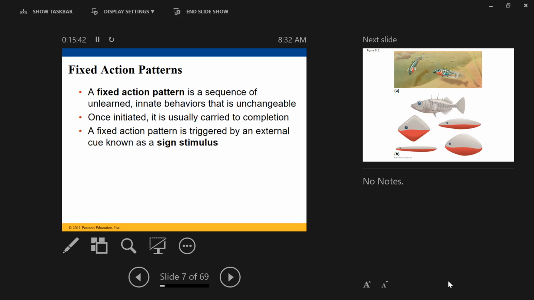It's something the organism does robotically. And once initiated, it's carried to completion. They can't stop it, right? It's a very simple behavior. It starts, it runs its course, and it finishes. There are a lot of examples of this in animal behavior. So these are triggered by some external cue, and that external cue is called the sign stimulus.